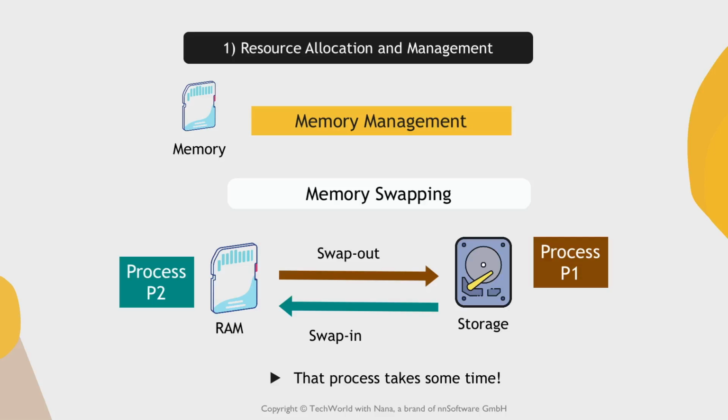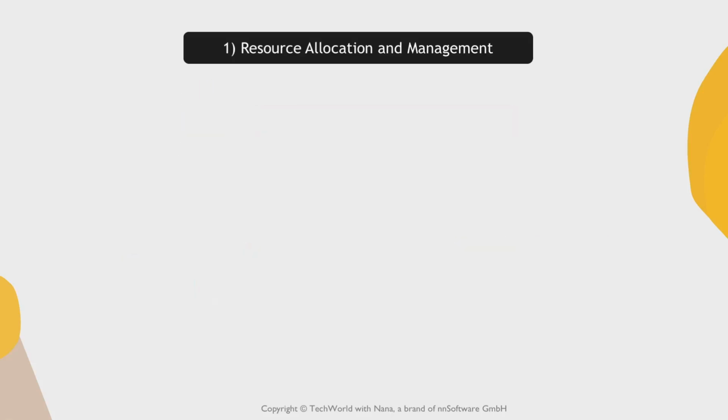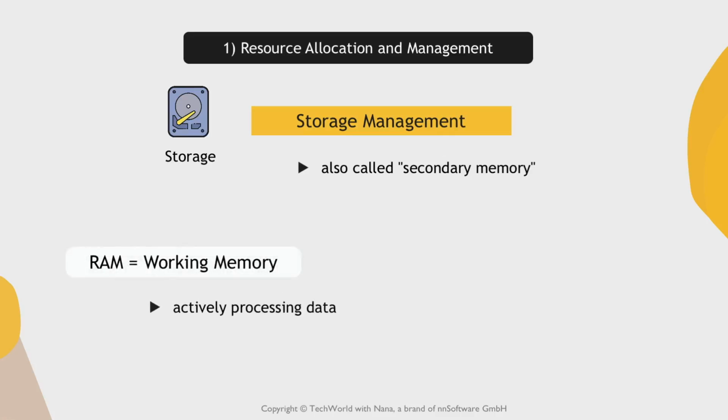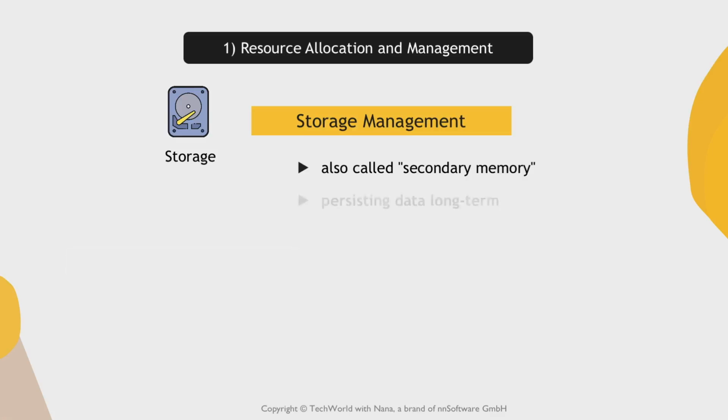And the third main hardware component of a computer is storage, which we just mentioned, which is also called a secondary memory. So you have the working memory. This is for actively processing the data. And then you have a secondary memory or storage, which is for persisting the data long term, right? And this is the hard drive of a computer.